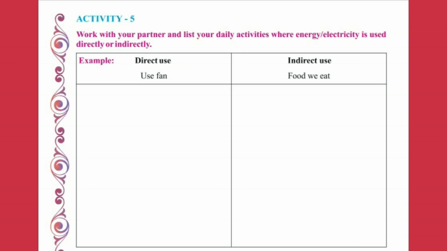The toys you play with, the clothes you wear, the factories prepare these clothes or toys or the books or your shoes or furniture, and we use them. So these are the indirect use. So write at least 5 activities of direct use and 5 activities of indirect use.